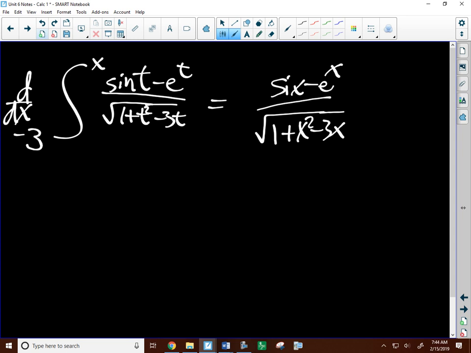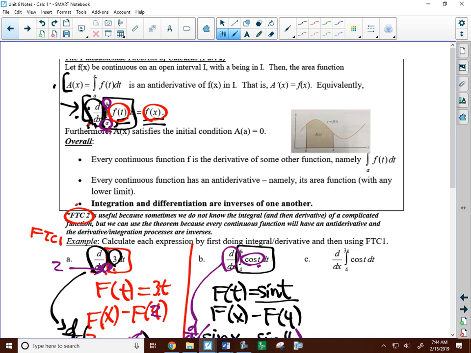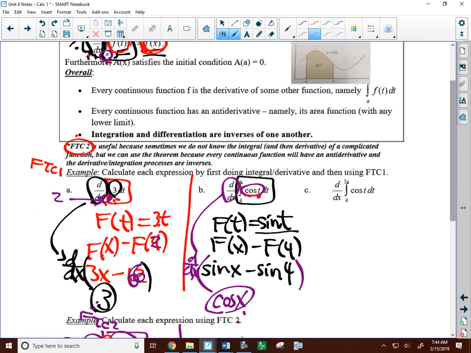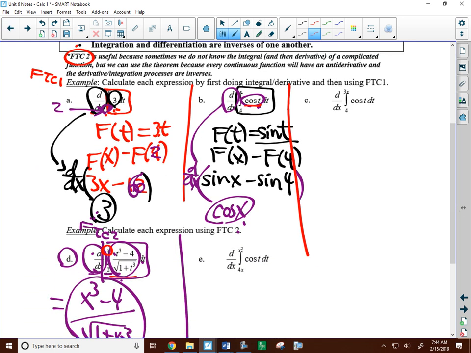So we're trusting FTC2 does the integral, then we do the derivative, get back the original with x plugged in. So it basically boils down to just f of x back up here. You're just taking whatever the function was, but with x plugged in. Cosine x, 3, that was an x. Okay, so before I start to show you one with a little chain rule, any questions on those?